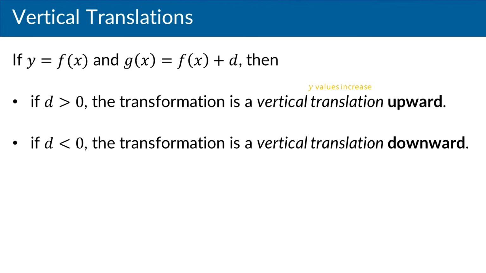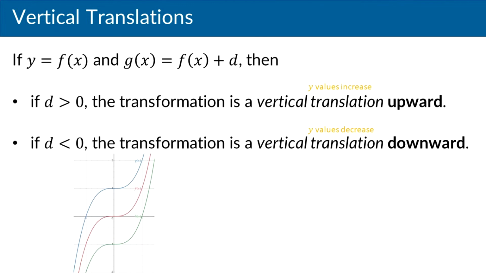And so the complementary idea to that, which we saw with our x cubed minus 1, is if d is a negative number, we're going to see the opposite effect. The transformation will be a vertical translation downward. This means that all of our y values will decrease. So we saw with f of x minus 1, they all decreased by 1, and graphically that's going to move it downwards. The bigger the decrease, the further it shifts down.